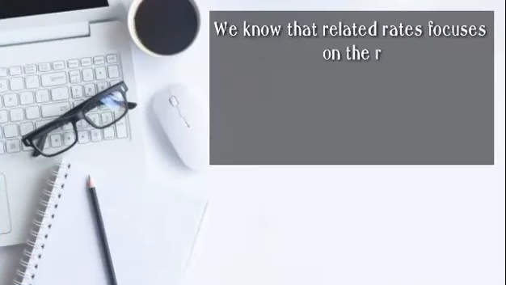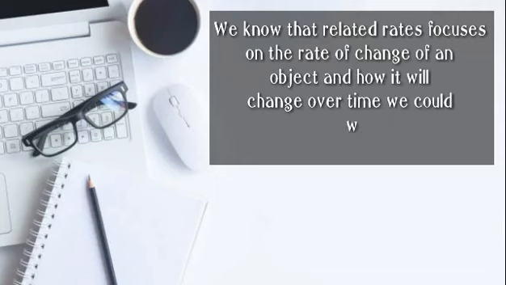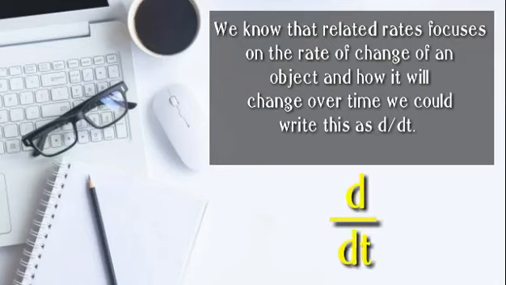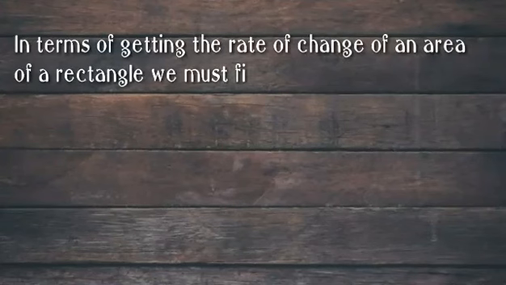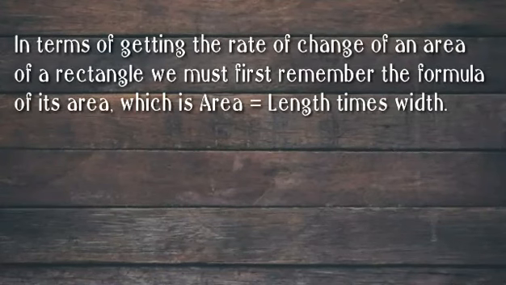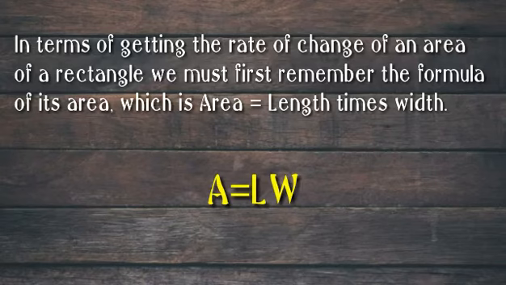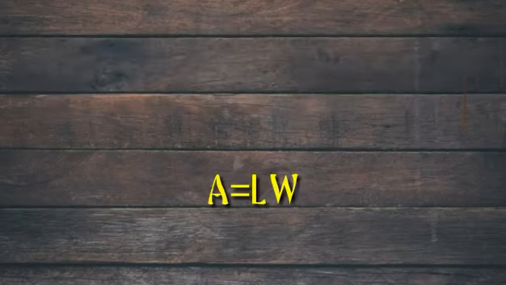We know that related rates focuses on the rate of change of an object and how it will change over time. We could write this as d over dt. In terms of getting the rate of change of an area of a rectangle, we must first remember the formula of its area, which is area equals length times width.